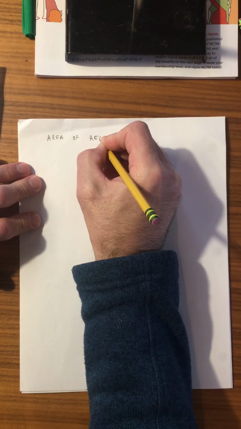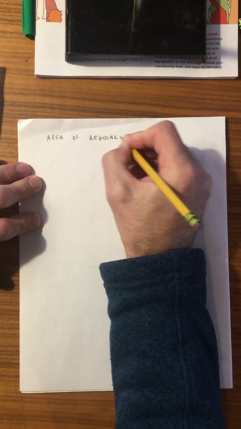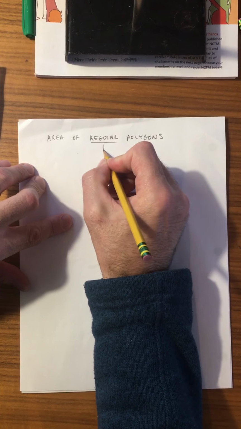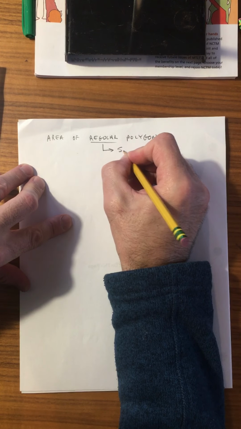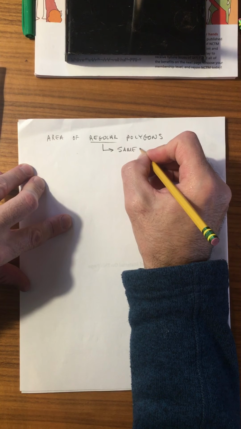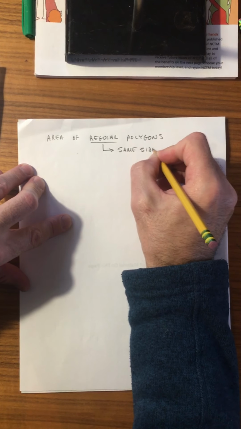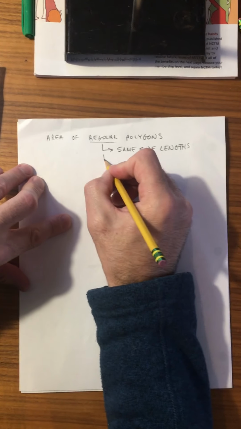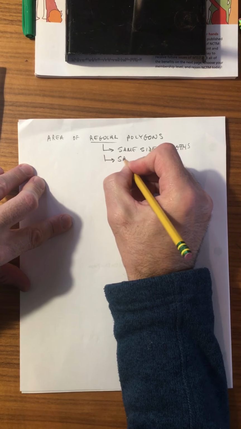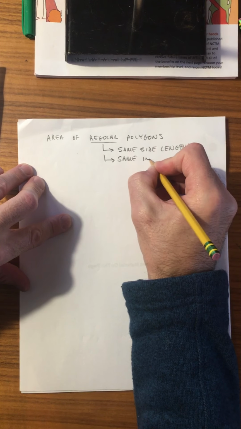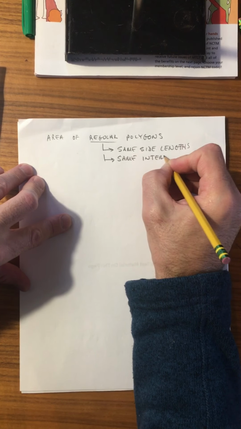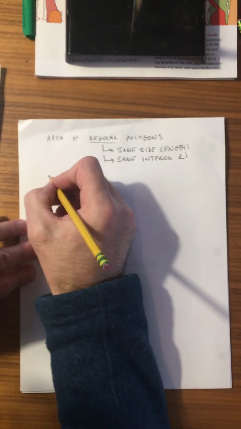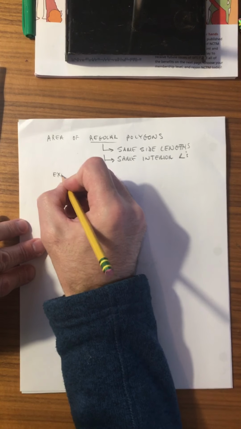We're going to learn about the area of regular polygons. Now the word regular means that all the sides have the same length and that all the interior angles are the same.